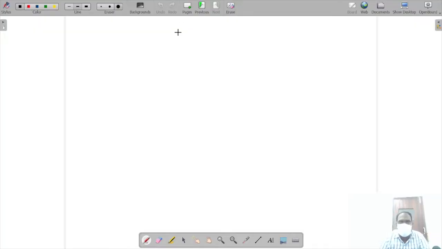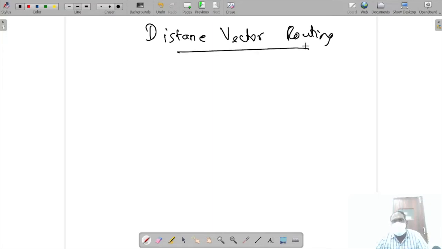All right. Distance vector routing. So distance vector routing is a unique routing protocol where you send packets within an autonomous system. Okay. So it's basically routing packets inside a LAN network.